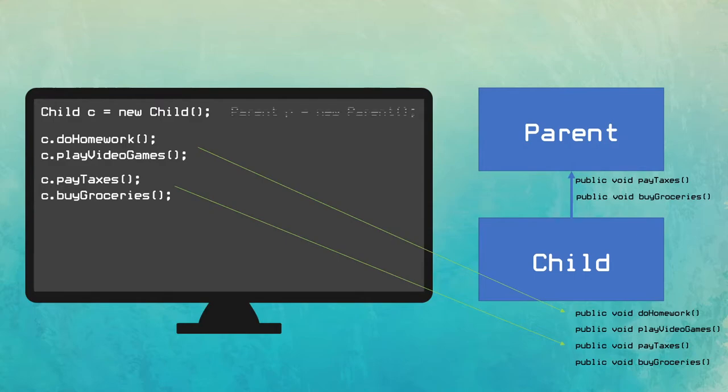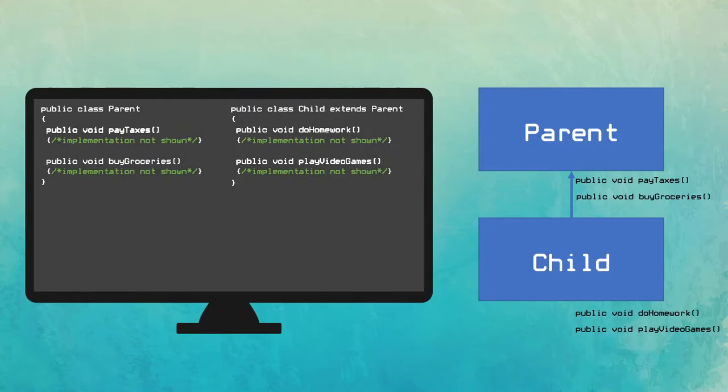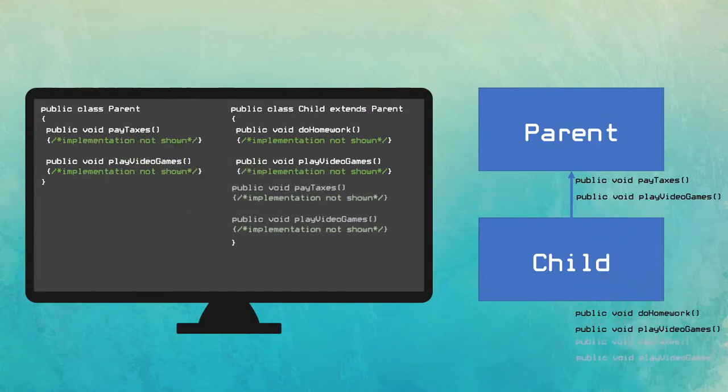An object created from the parent class, of course, can only invoke its own methods because parents don't inherit anything from their children. What would happen if the child class has a method with the same signature as its parent? If both the parent and child class define the play video games method, what happens when Java tries to copy the parent methods into the child class?